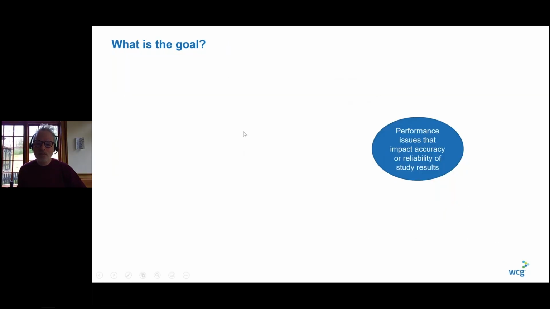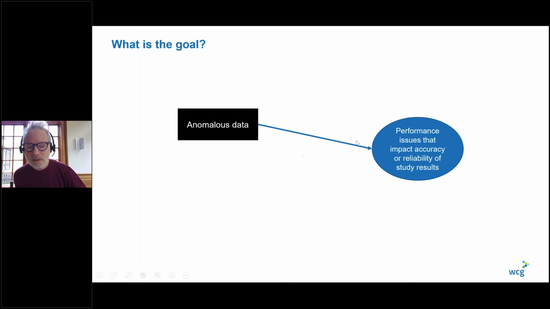So that brings me to a slide that I actually made while I was listening to others' presentations this morning, because I was struggling to understand in my own mind, why do I feel like an anomalous data point at this meeting? And I think it's because of this reason. I'm actually interested in what's on this slide, which is performance issues that impact the accuracy or reliability of the study results. That's really my goal. And detecting anomalies in critical variables is useful in detecting performance issues that impact the accuracy and reliability of study results, and that's good.